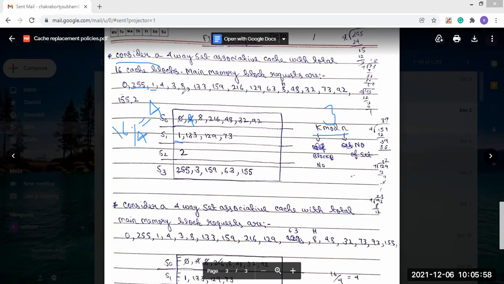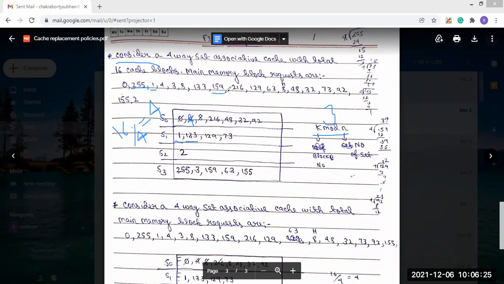8 mod 4, that means the remainder will be 0. So 8 will go in this position. Then 133 mod 4, where will this go? If we do 133 mod 4, we get the remainder as 1, so that means 133 will go in set 1.